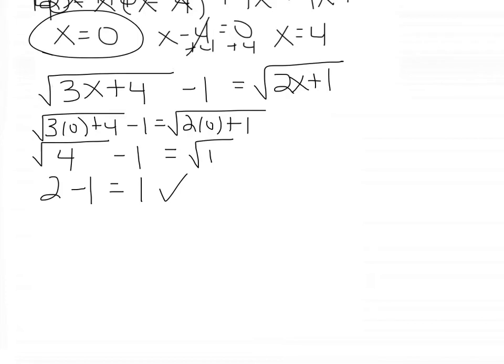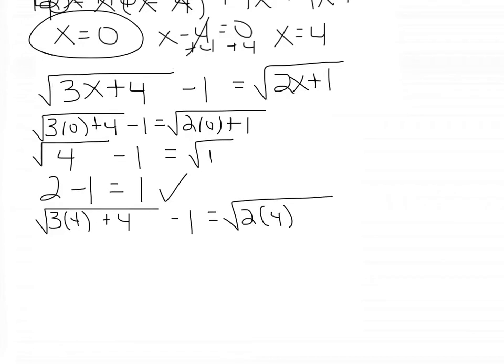Now let's plug in 4. So everywhere there's an x, I'm going to put a 4. The square root of 3 times 4 plus 4, minus 1, is equal to the square root of 2 times 4 plus 1. 3 times 4 is 12. 12 plus 4 is 16. Square root of 16 minus 1 equals the square root of 2 times 4 is 8. 8 plus 1 is 9.